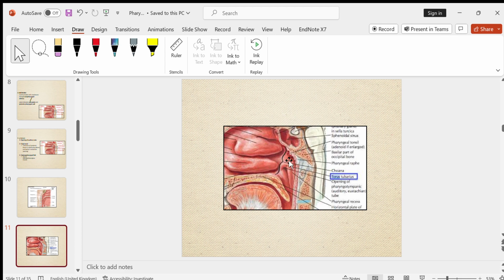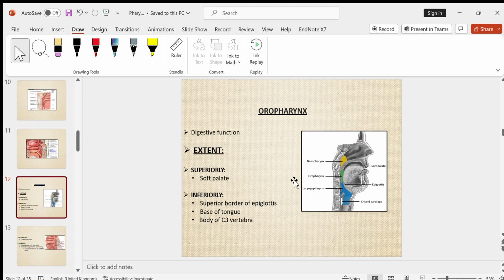Here again, this is the tubal elevation and this is the salpingopharyngeal fold. Now coming to the oropharynx, the oropharynx has a digestive function. Superiorly, it extends from the soft palate. This part is the soft palate. So this yellow part we have discussed in the previous slides. This is the nasopharynx.